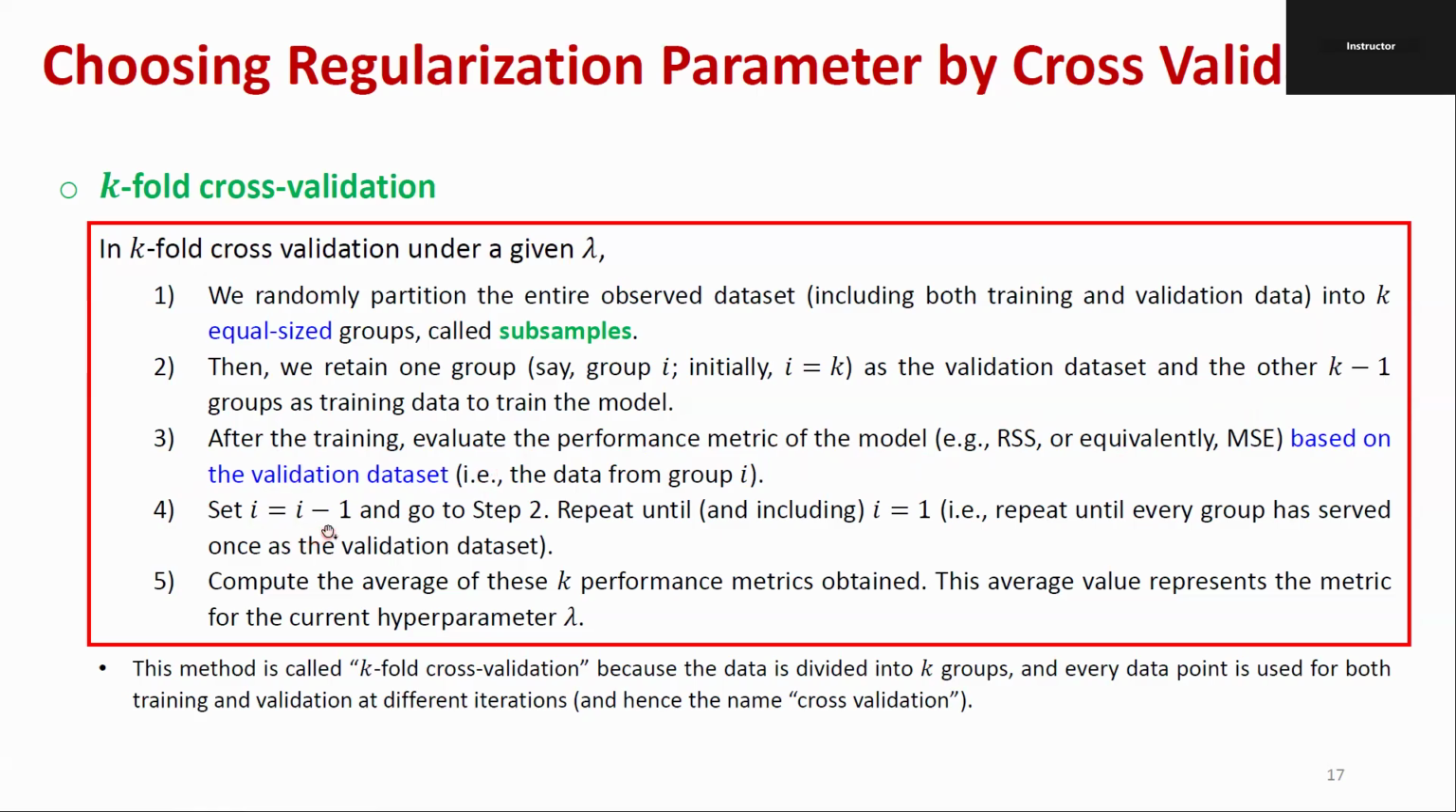Then I will set i equal to i minus 1 and go to step number 2. In the beginning, group k, the last group, is the validation data set, and the first k minus 1 groups are the training data set. Now I'm going to choose the second, the k minus 1 group, to be the validation data set, and the other k minus 1 groups to be the training data set, and just make a loop of this until every group has served once as a validation data set. Then I compute the average of these k MSEs: MSE k, MSE k minus 1, until MSE 1. This average value represents the metric for this given parameter lambda.